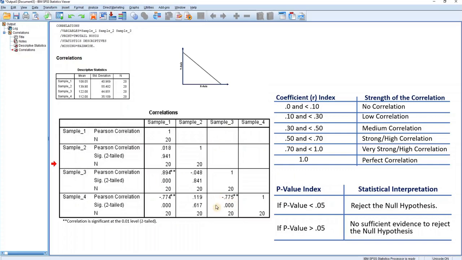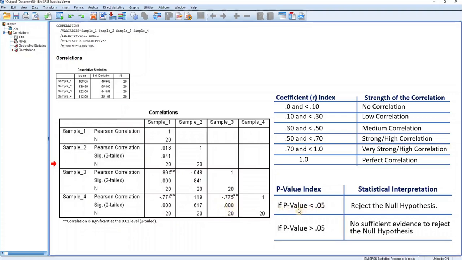The double asterisk mark standing as superscript to the coefficient shows that the correlation is significant even at 0.01. This is also defined below the table. Accordingly, the p-value is 0.000, which is less than 0.05.